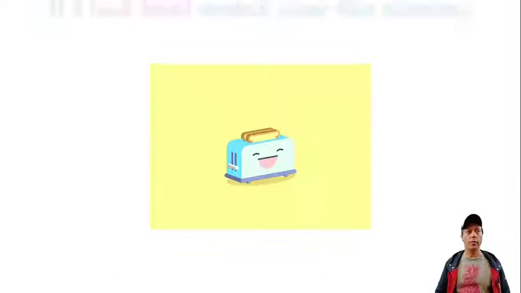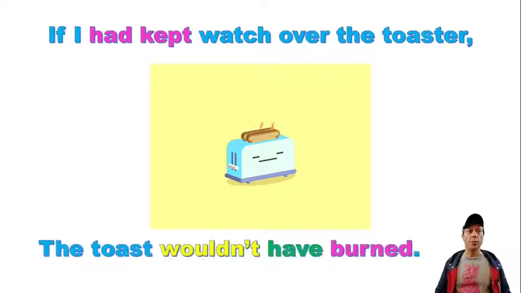Okay, another example. If I had kept watch over the toaster, the toast would not have burned. So I'm implying that I did something stupid, and if I could change the situation, I would.